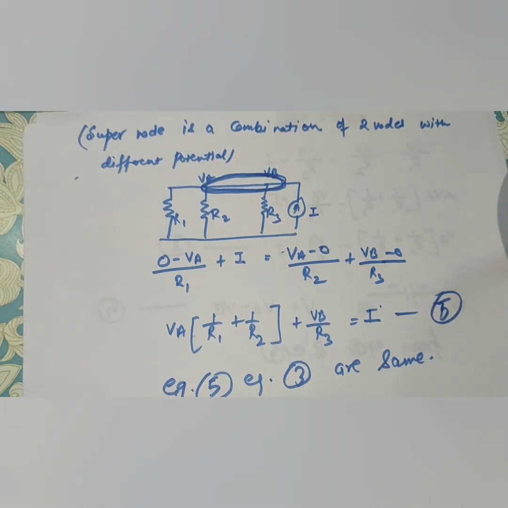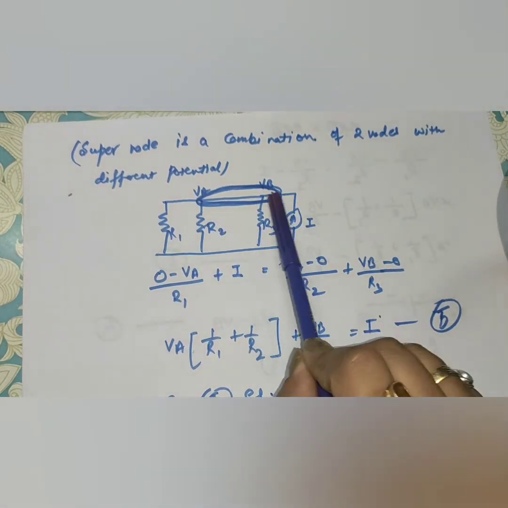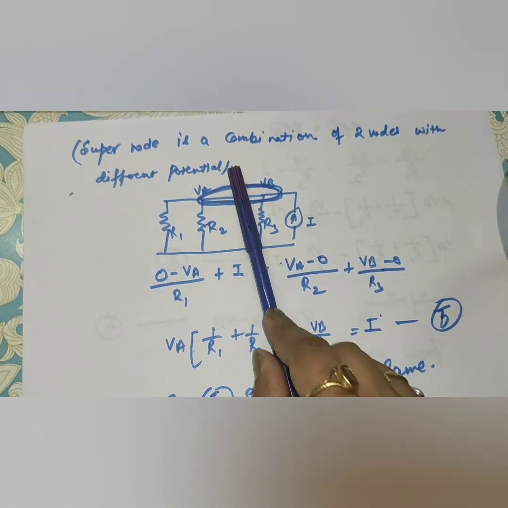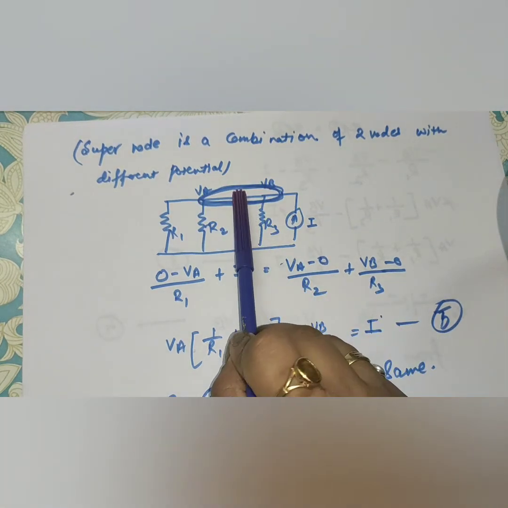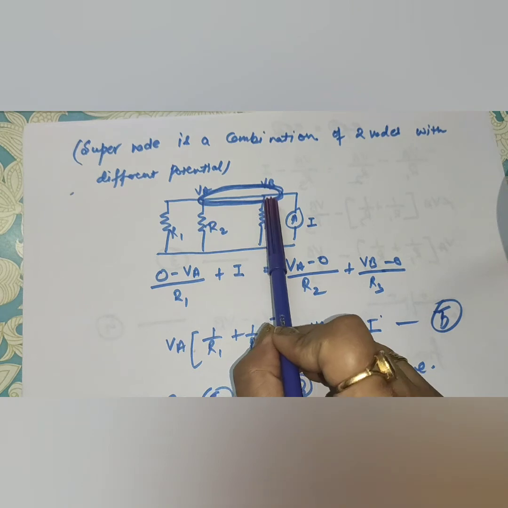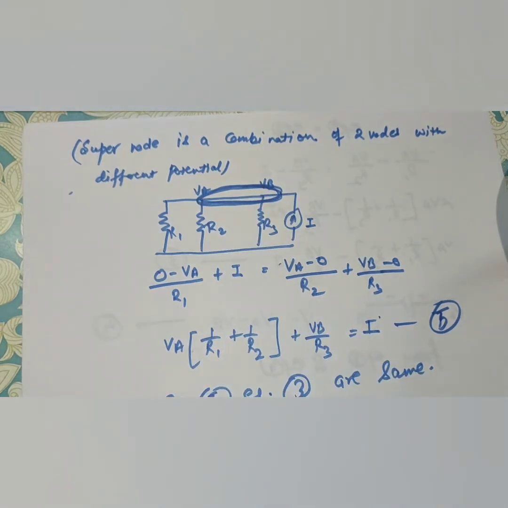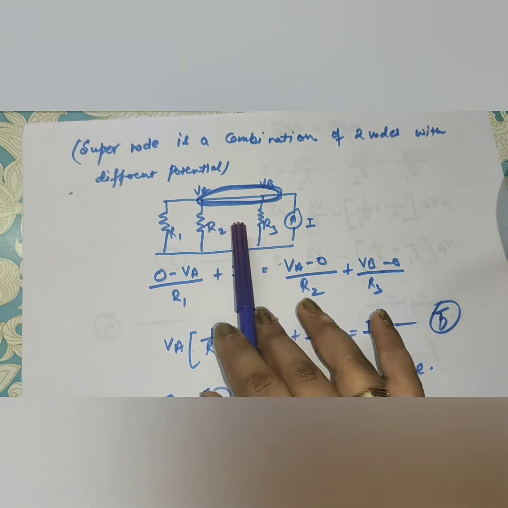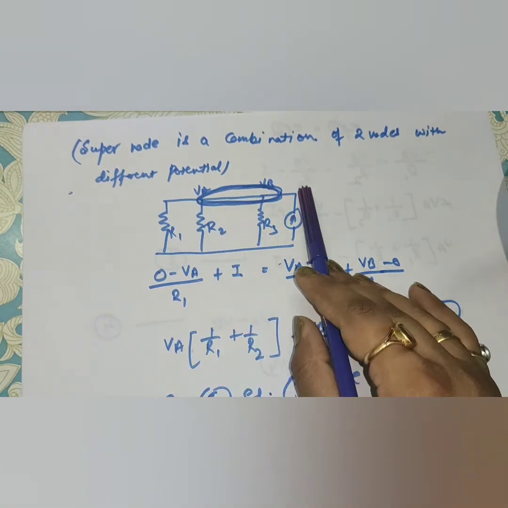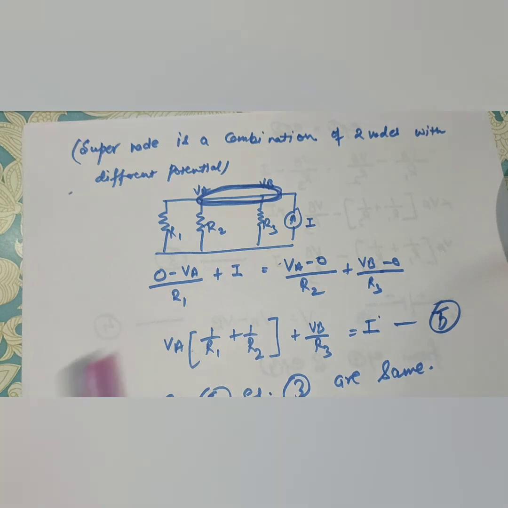So a supernode is the combination of two nodes with different potentials. If we want to find it, we find the voltage when a voltage source is there between the two nodes. We can short circuit that with the different potentials, then we can solve this question. If there is simply a voltage source between any two nodes, we can remove it and keep both voltages at different potentials, and we can directly find the values. The voltage values will not change. So this is your supernode analysis.